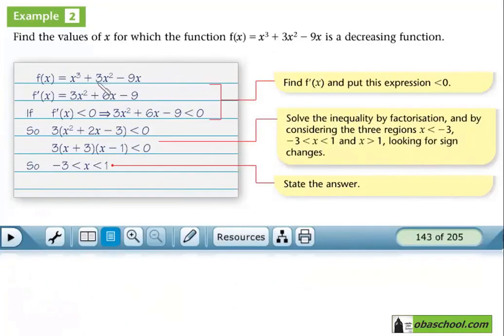Look at the discussion in the book. We took the function and the gradient. If f prime is negative, then it will have this form. Solve the inequality by factorization and by considering the three regions, x less than minus 3 and between minus 3 and 1 and greater than 1, looking for sign changes. And finally, we state the answer.